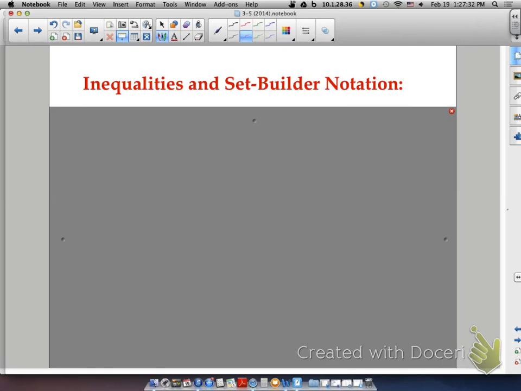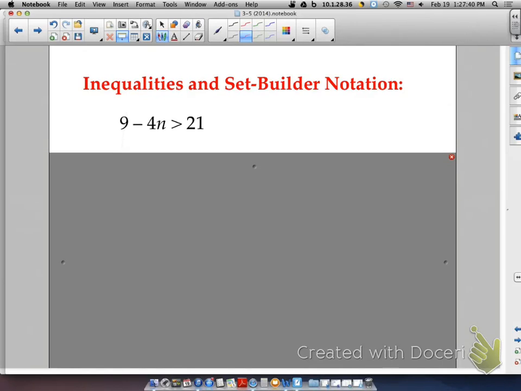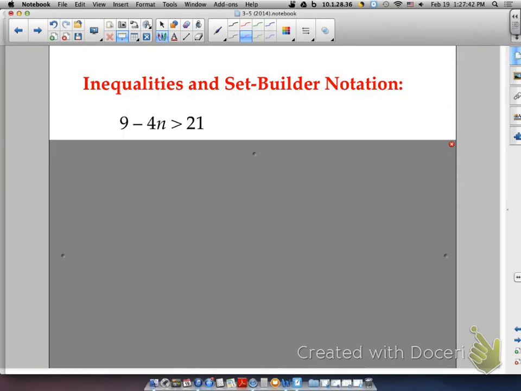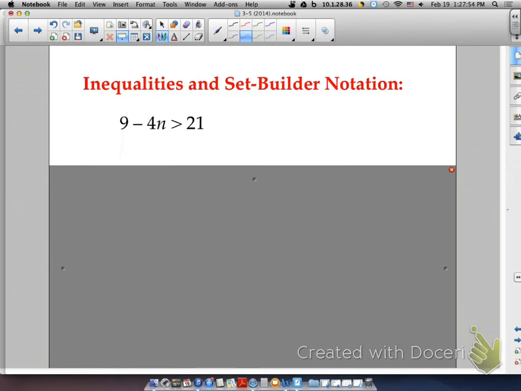Now, you can also write inequalities using set builder notation. So let's solve an inequality. 9 minus 4n is greater than 21. Henry, you with me? Okay, eyes on the screen. All right, what is the first step?